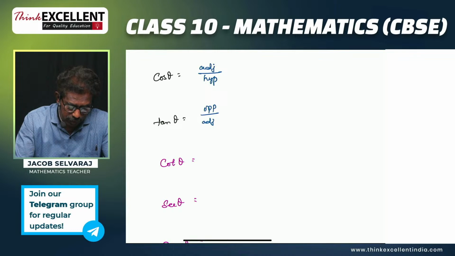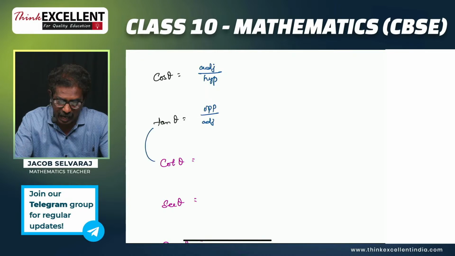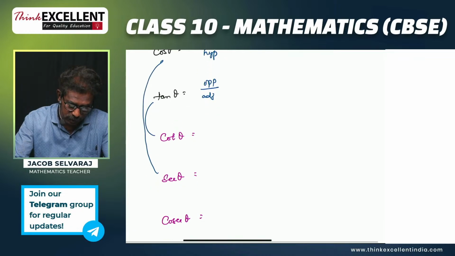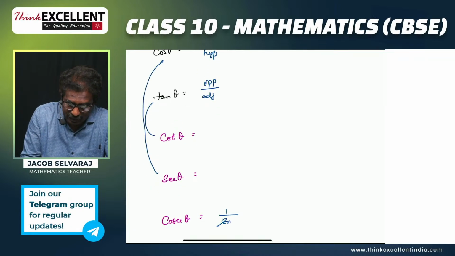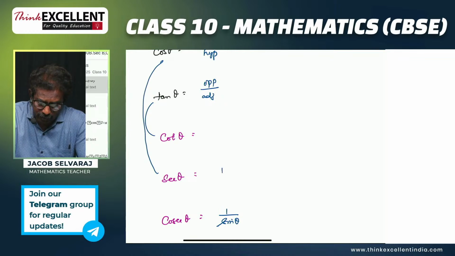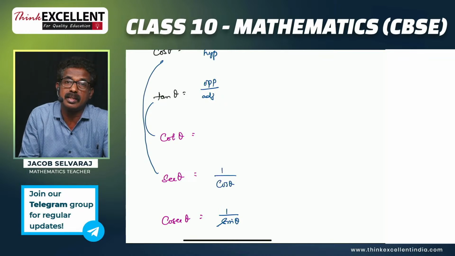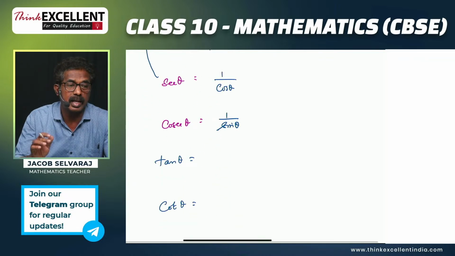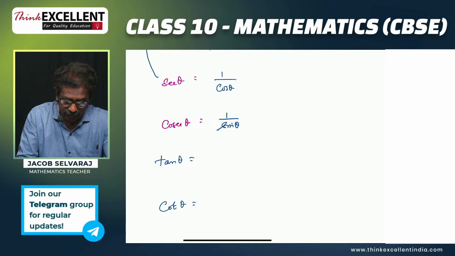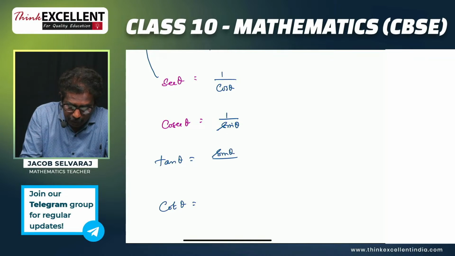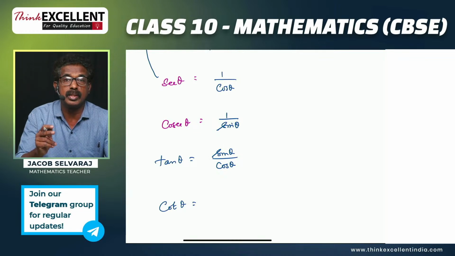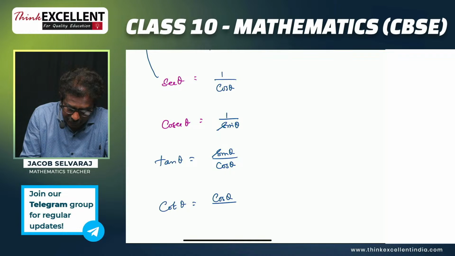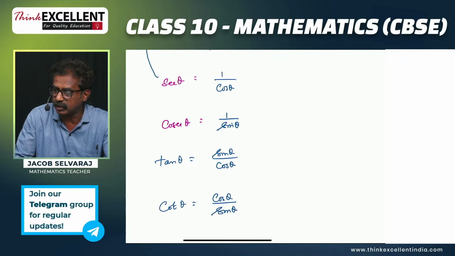Cot theta is the reciprocal of tan, secant is the reciprocal of cos, and cosecant is the reciprocal of sine. So cosecant is 1 by sine theta. Secant is 1 by cos theta. Cot theta is 1 by tan theta. Then you must know the relation between sine, cos and tan. Tan theta can be written as sine theta by cos theta. Cot theta is the reciprocal of tan, so it is cos theta by sine theta. These are some of the basic things you need.